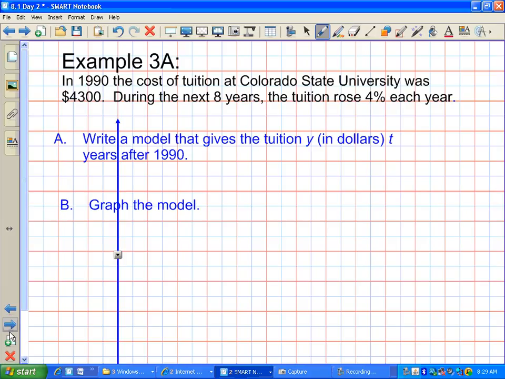Next slide. In 1990, the cost of tuition at Colorado State University was $4,300. During the next 8 years, the tuition rose 4% each year. Write a model that gives the tuition Y in dollars T years after 1990. Okay, so let's look at this. In 1990, what year is that? That's year 0. So I'm starting out with $4,300.